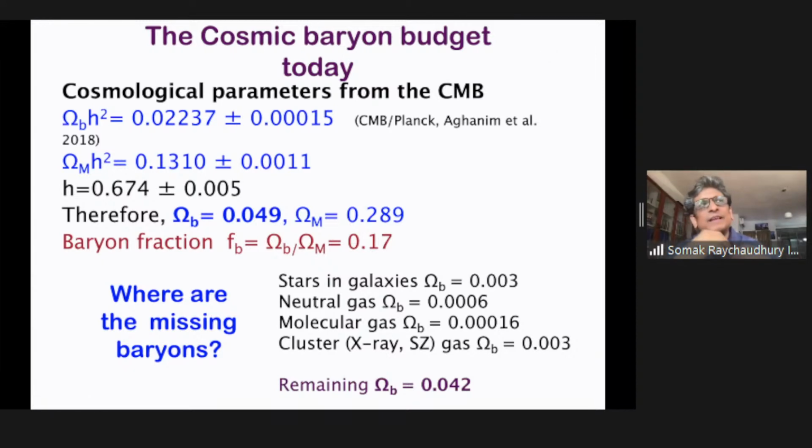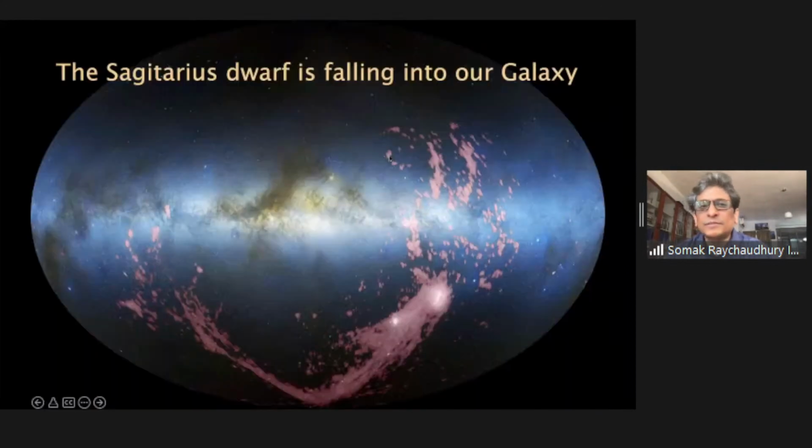And some people say they're in a dark form, like small stars that you don't see because they don't glow, like white dwarfs or in the form of black holes, things like that. And then some people say that we are actually missing out on a lot of the baryons that are not there. So that's a very interesting topic of research.